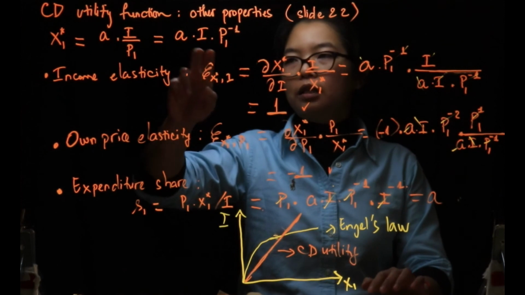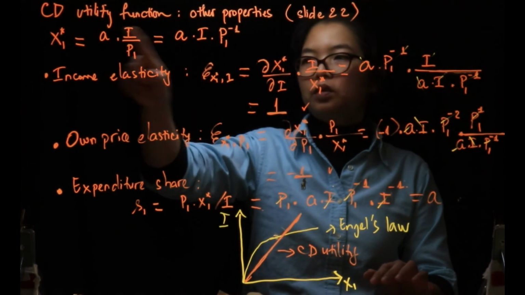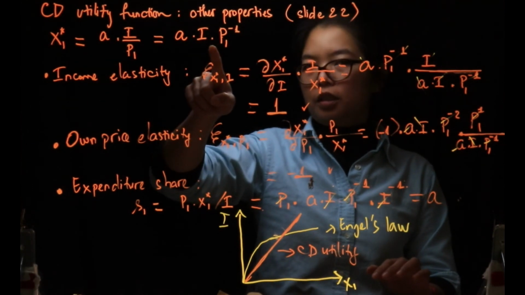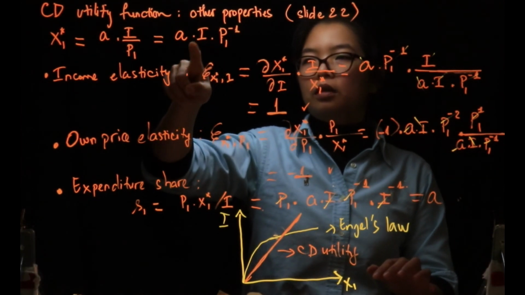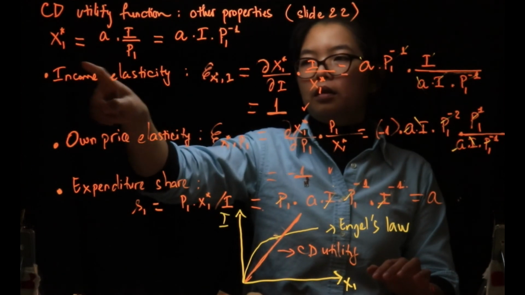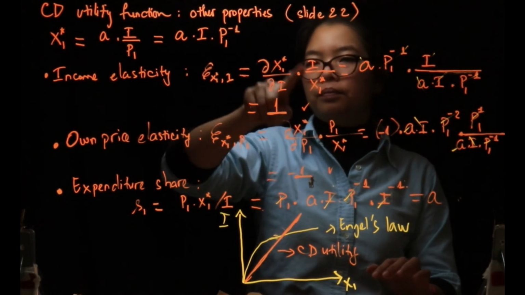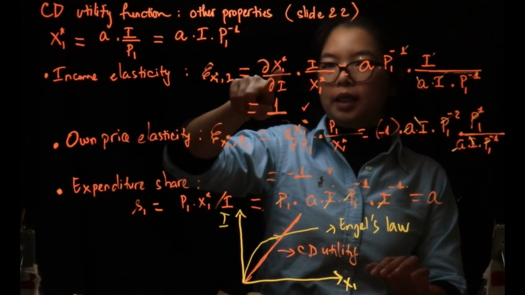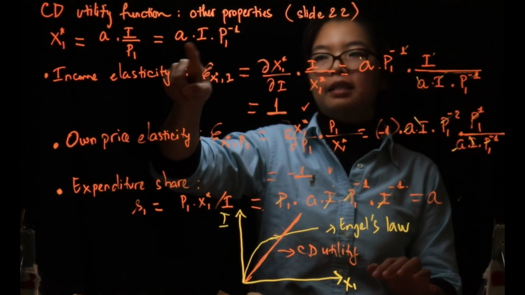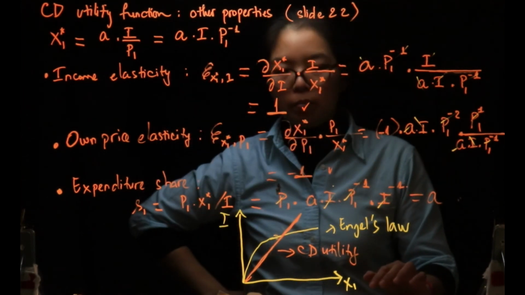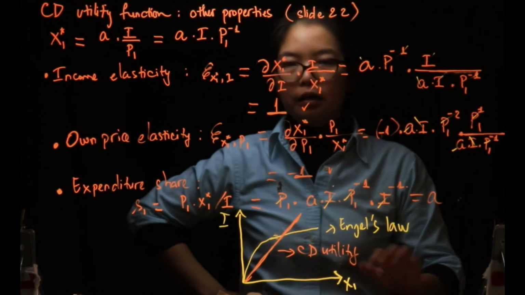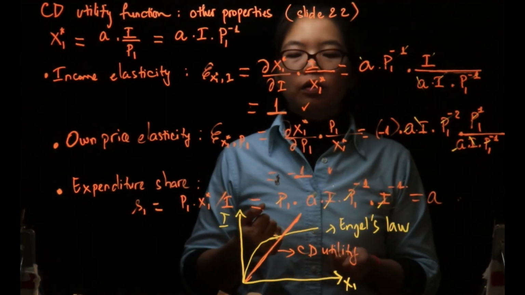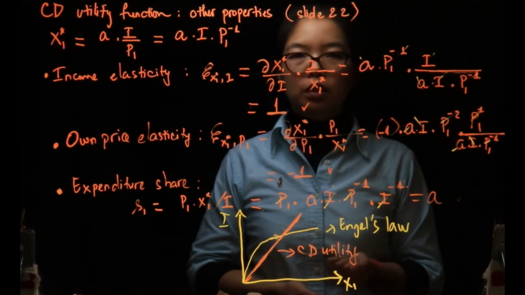You can actually see from the demand function already. So income enters like a linear function, right? So the slope of the Marshallian demand function with respect to I is constant, which is A times P1 to the power of minus 1. And that is a linear function. So Engel's law does not hold when you have a Cobb-Douglas utility function.